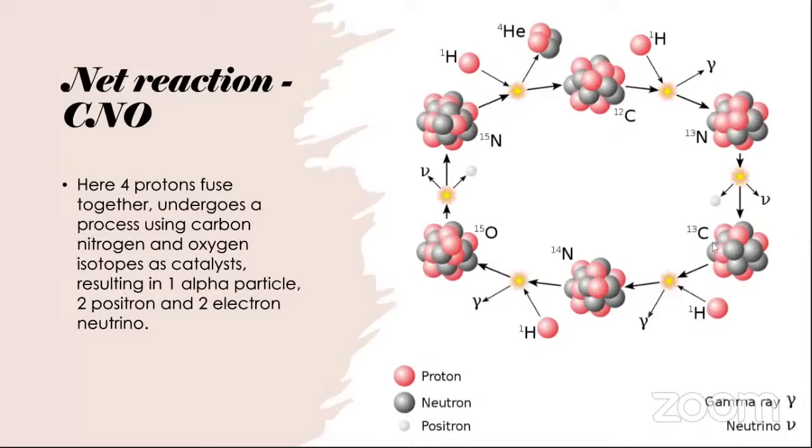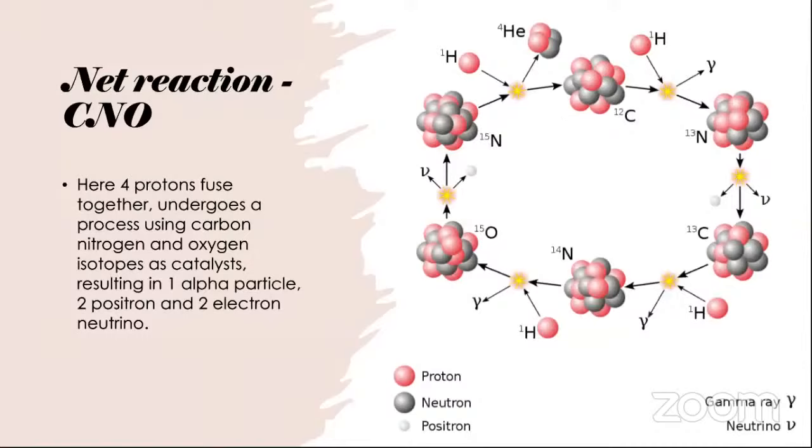So this carbon will capture another proton and give out nitrogen and one gamma ray. This nitrogen will again capture one proton and give oxygen plus one gamma ray. This one will undergo beta plus decay, because it is not stable, and gives nitrogen with a positron and a neutrino. This nitrogen will capture another proton and give one alpha particle, that is helium, and one carbon. Here, the carbon which we started with in this process is obtained again by this reaction.